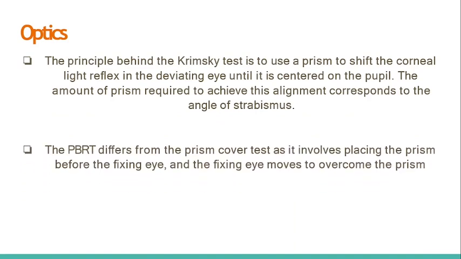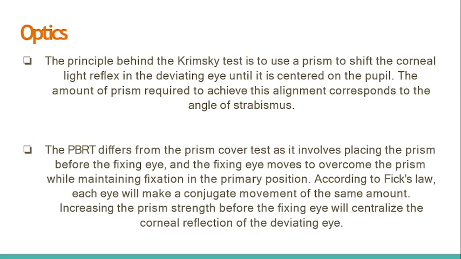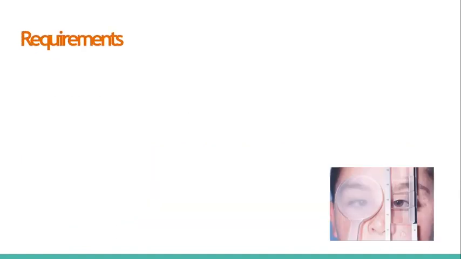The PBRT differs from the prism cover test as it involves placing the prism before the fixing eye, and the fixing eye moves to overcome the prism while maintaining fixation in the primary position. According to Fick's law, each eye will make a conjugate movement of the same amount. Increasing the prism strength before the fixing eye will centralize the corneal reflection of the deviating eye.